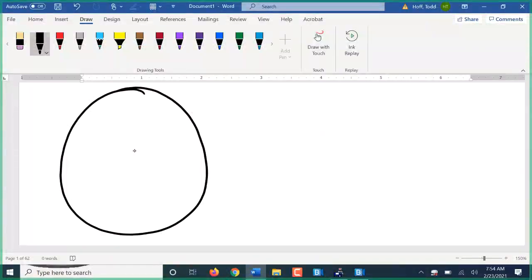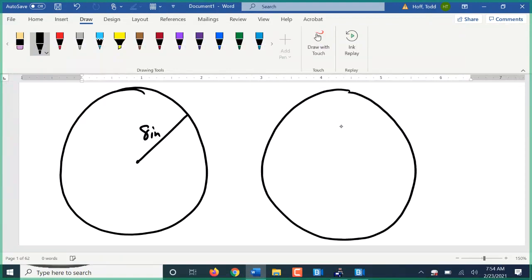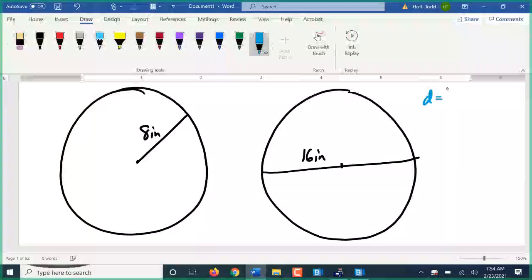If I have a circle with a radius of 8 inches, and another circle with a diameter of 16 inches, well, we know that because the diameter equals 2 times the radius, these circles have the same radius and the same diameter.